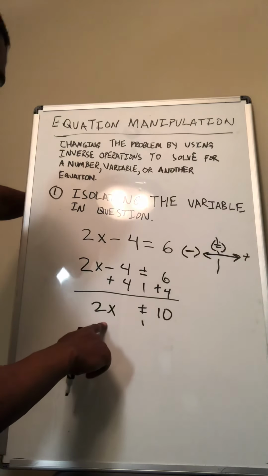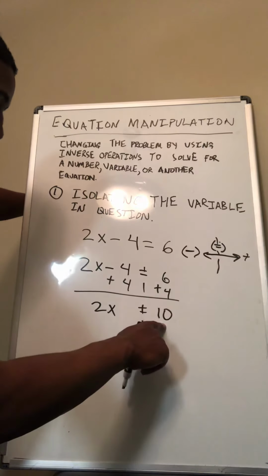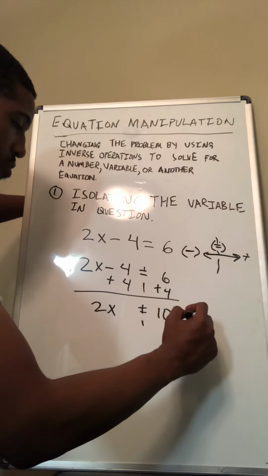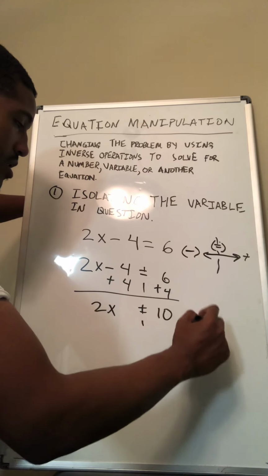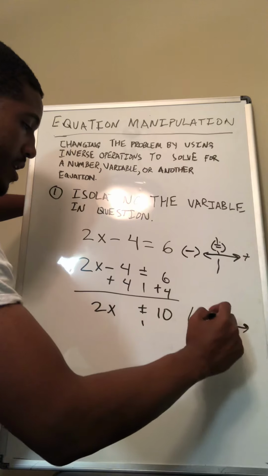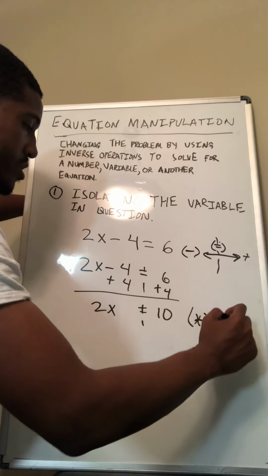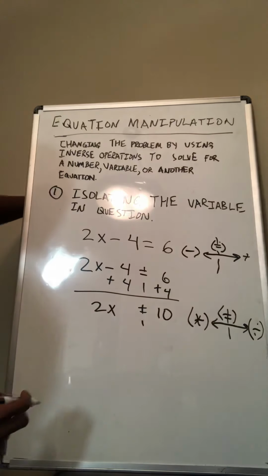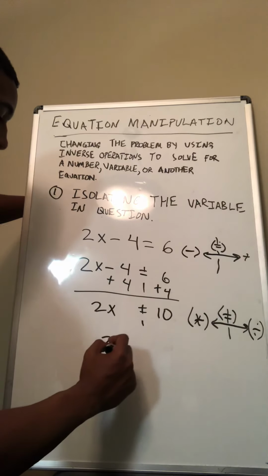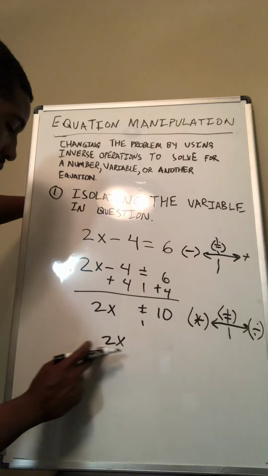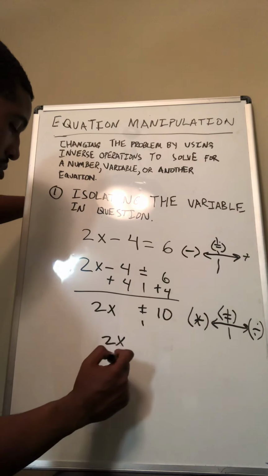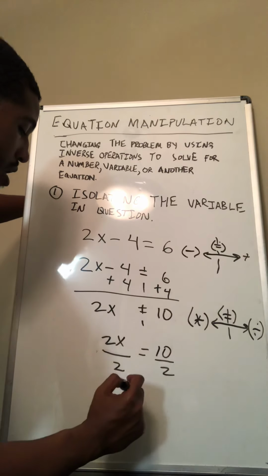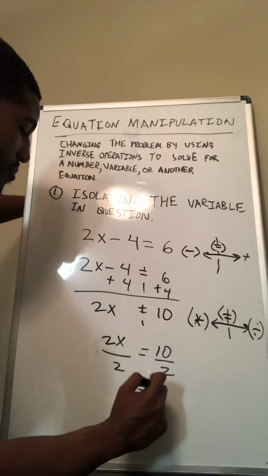Now there's still an operation being done to my x here, and I have, of course, an integer here. So my operation being done is multiplication. So of course, division is my inverse operation. And now I have 2x divided by 2 is equal to 10 divided by 2, x equals 5.